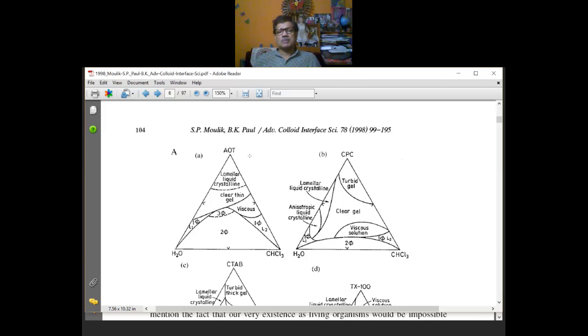I will share this paper with you. It is a publication back in 1998. Some of you were not born then. It was written by my teacher, Professor S.P. Moulik, who is considered one of the 10 best scientists in the field of microemulsion science and technology around the world. He is still alive. He is now 84 years old and still active. I am very much blessed to have him as my mentor.